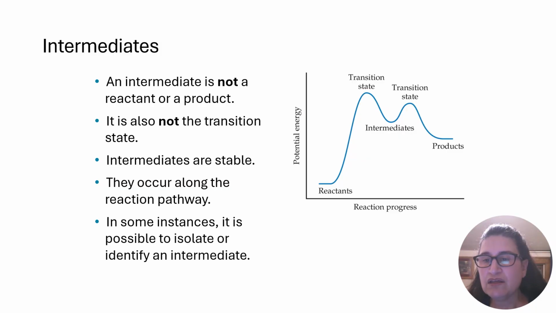Now the intermediate is not a reactant, it's not a product, it's not the transition state. So here you can see we have two transition states, and then the intermediate is in between of those. The intermediates are stable, and they occur along the pathway, and then sometimes it's possible to extract those in order to isolate them. You can extract them and isolate them.